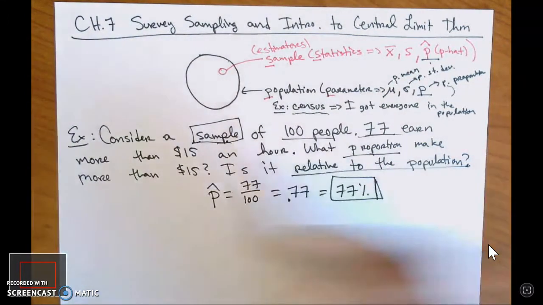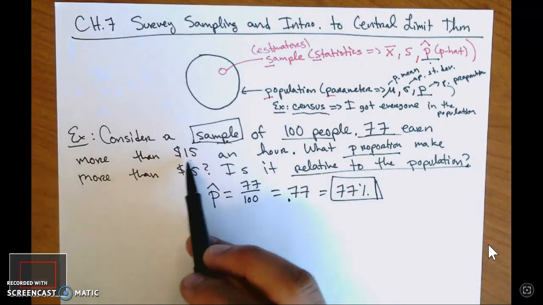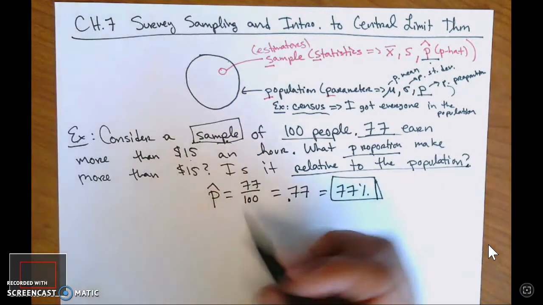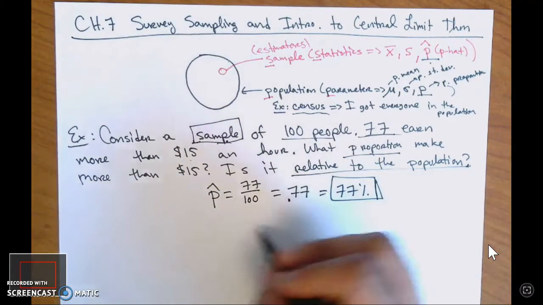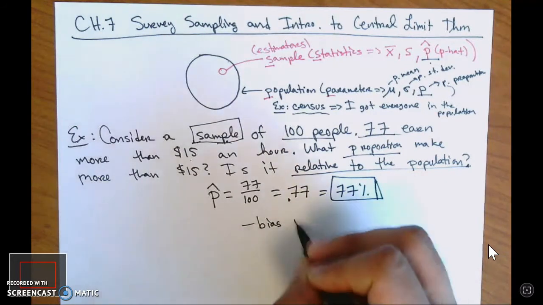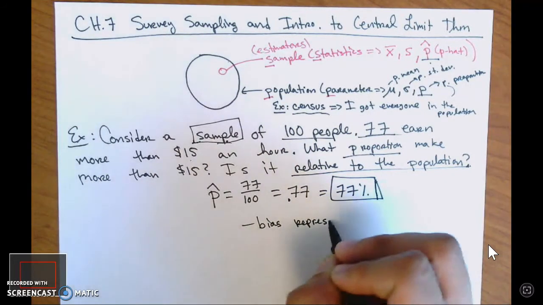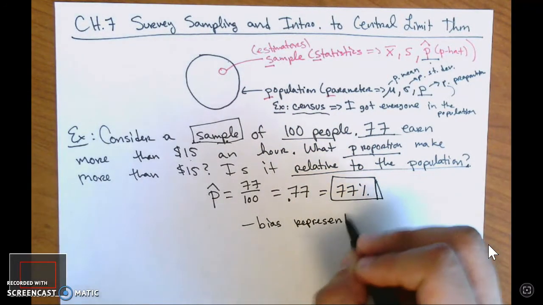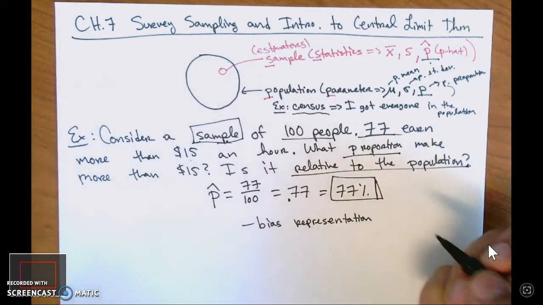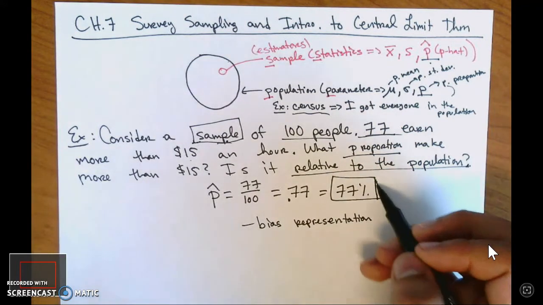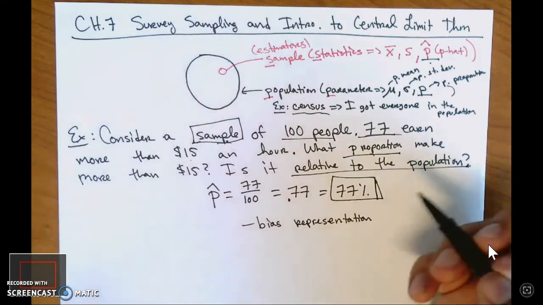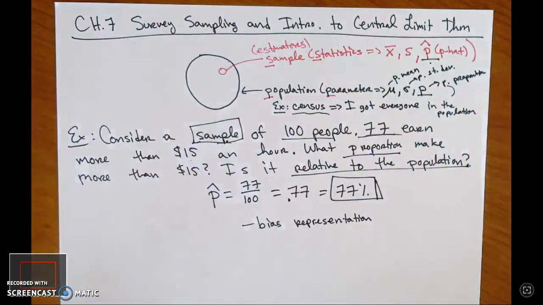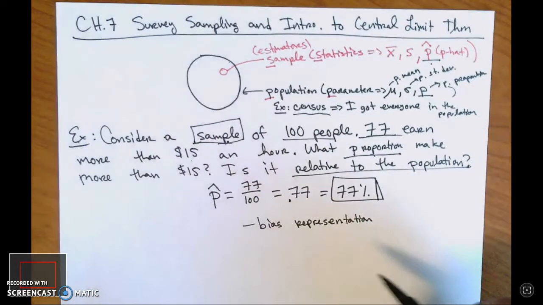Some of you guys, I can bet that you don't make more than $15 an hour, right? So this might be a biased representation. We don't know where we got this data from, right? Is it possible for me to get 77%? Yeah, but it really depends on where we really got this data.